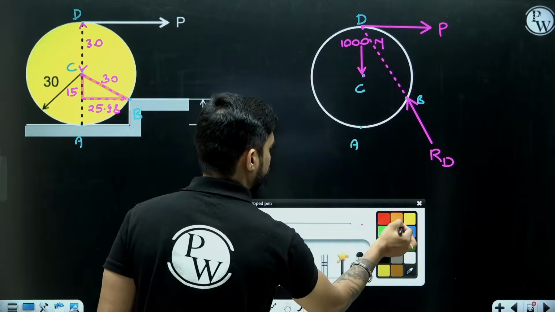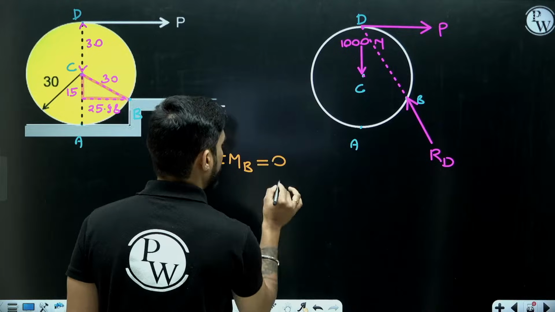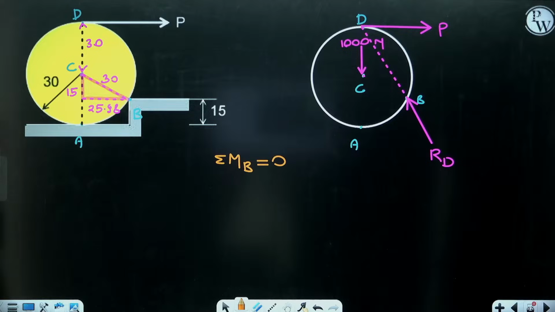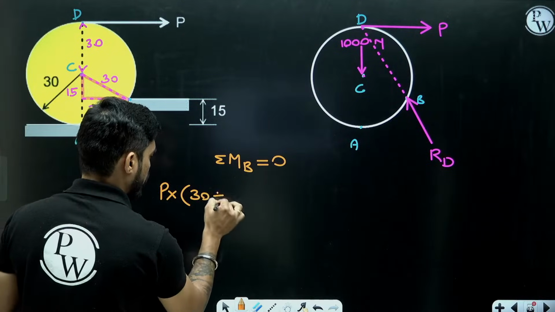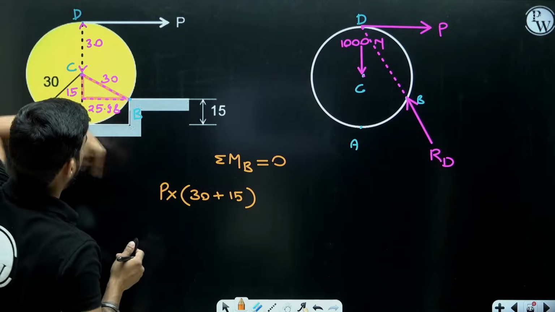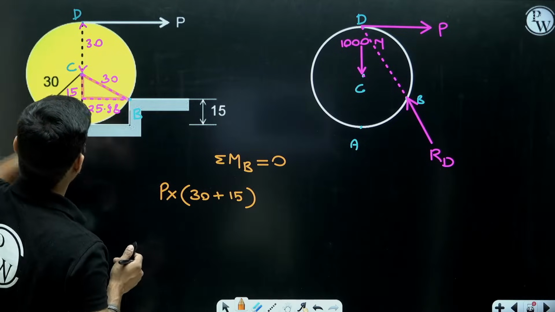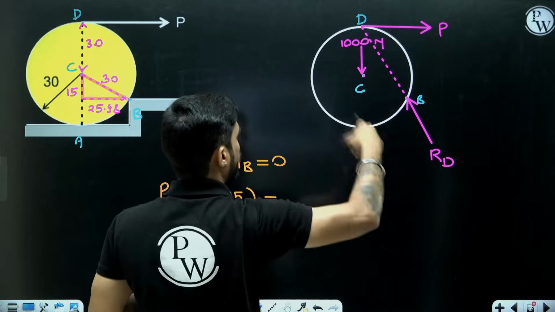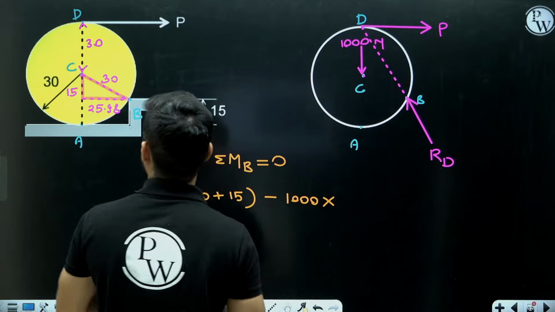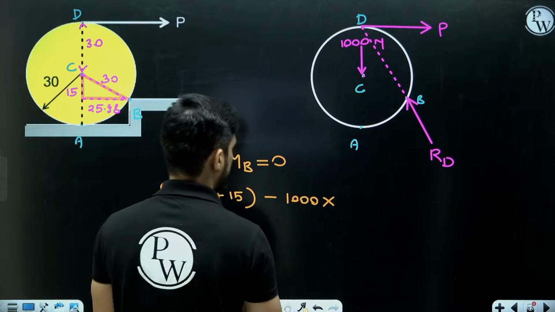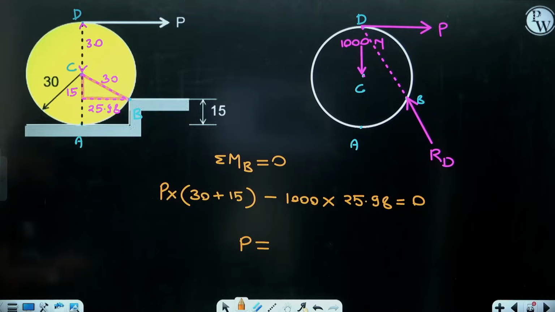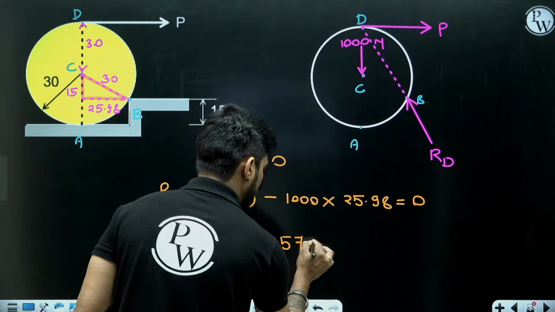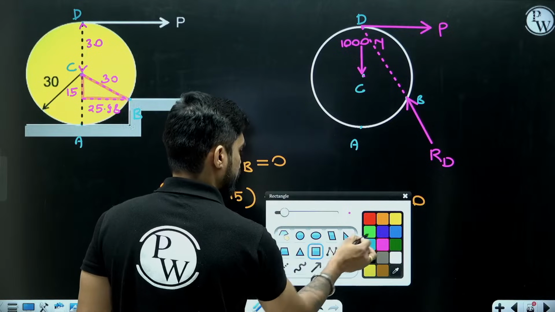So I can take moment at point B. If I take moment at point B, moment of this RD will be gone. Moment of P will be clockwise and the vertical distance of P from B will be 30 plus 15. Moment of this 1000 Newton will be anti-clockwise, and the distance of 1000 Newton from point B will be this horizontal distance, 25.98. So from here I will get the value of P. So 25.98 into 1000 divided by 45, I am getting 577.33 Newton.